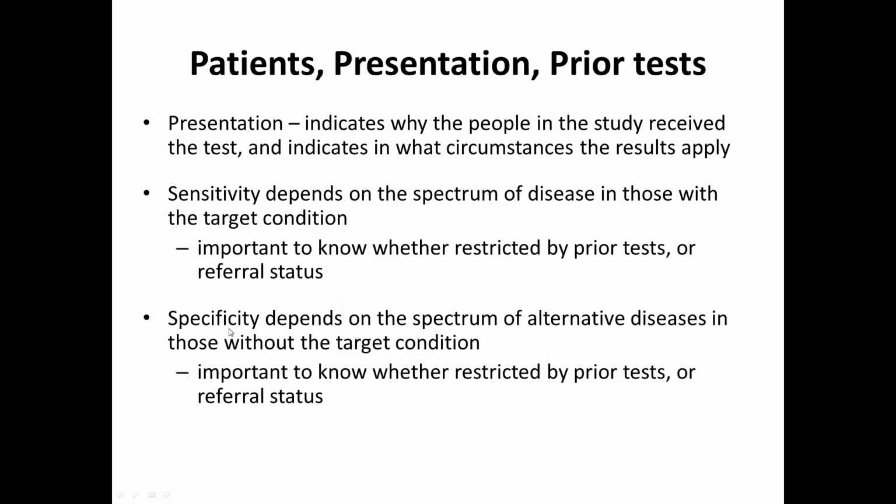And similarly, specificity depends on the spectrum of alternative conditions. So if everybody else is healthy, specificity is easy to estimate as being quite high. But if people have other diseases which can mimic the target disorder, then specificity will change. So the sensitivity and the specificity, they're not constant numbers for a test. They depend on who you're using the test in and where it sits in a pathway.